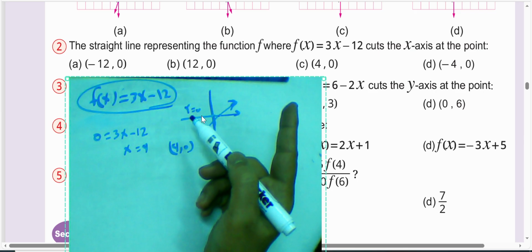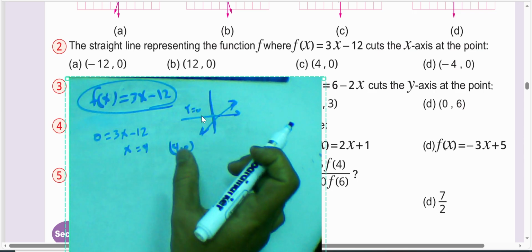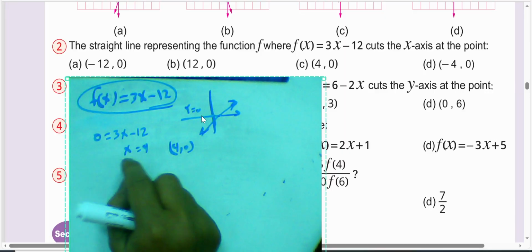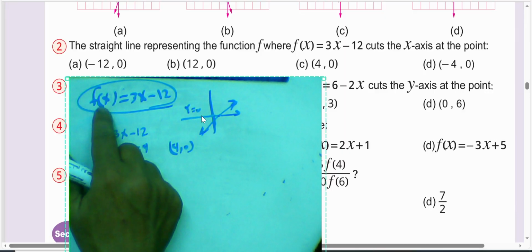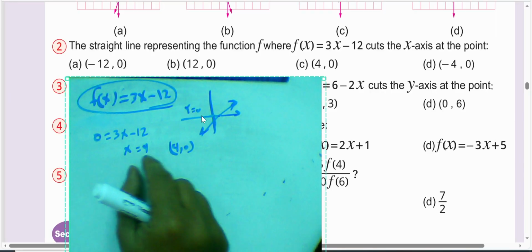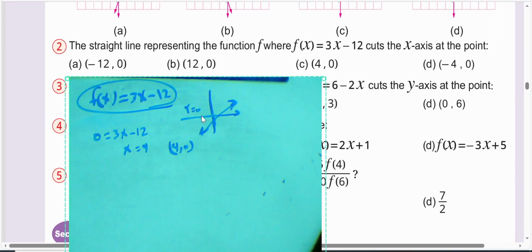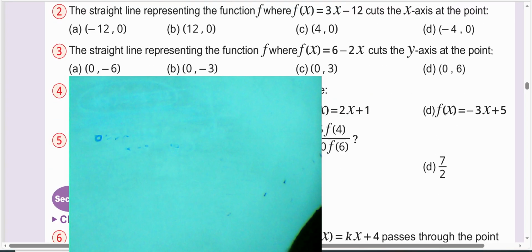4 and 0 satisfies. So he will tell you the example is a straight line intersecting the x-axis, it means y equals 0. Put y equals 0. Y here means f of x. f of x equals 0, and 0 equals 3x minus 12, then the value of x equals 4. Then the point is 4 and 0. Choose letter C. And what about this question down here?